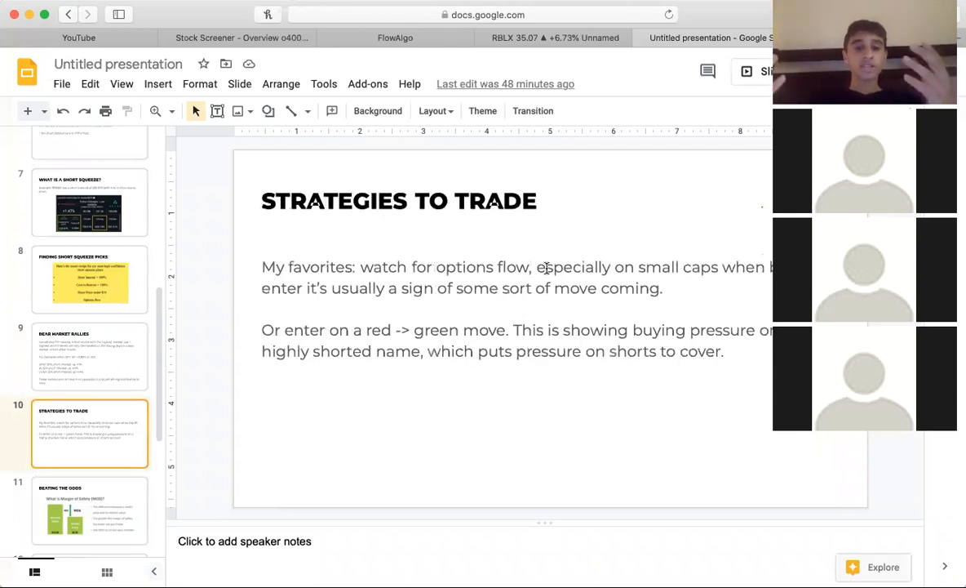So what are some strategies you can use to trade, right? So number one, like I mentioned earlier, watching for options flow, because especially on small companies, when big money enters, it's usually a sign of some sort of move coming, because they're not wrong on their positions most of the time. Another cool strategy is a red to green move, which is when the stock opens red, but then the buying pressure throughout the day turns it green. It shows that there's buying pressure, especially on a name which is highly short. When that starts showing buying pressure, that's when you want to get in, because that's when you know those shorts are going to start getting liquidated soon.